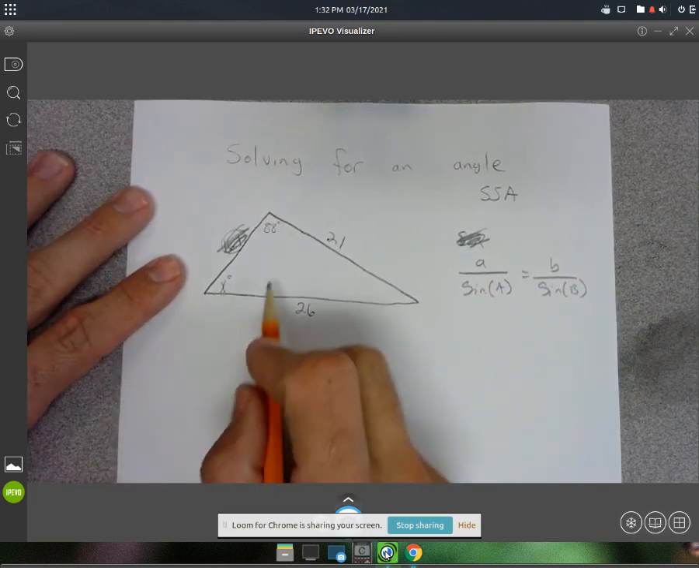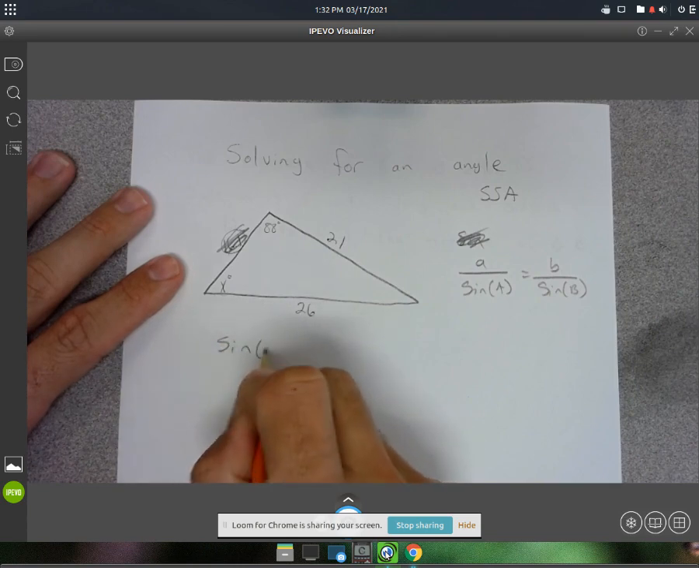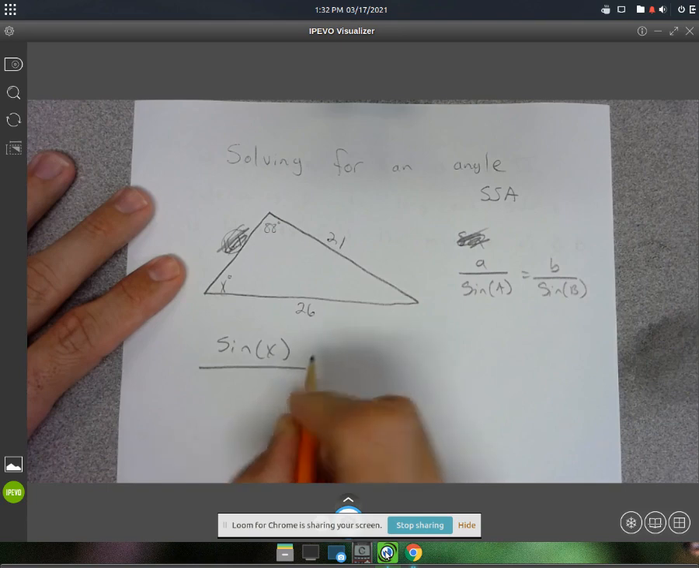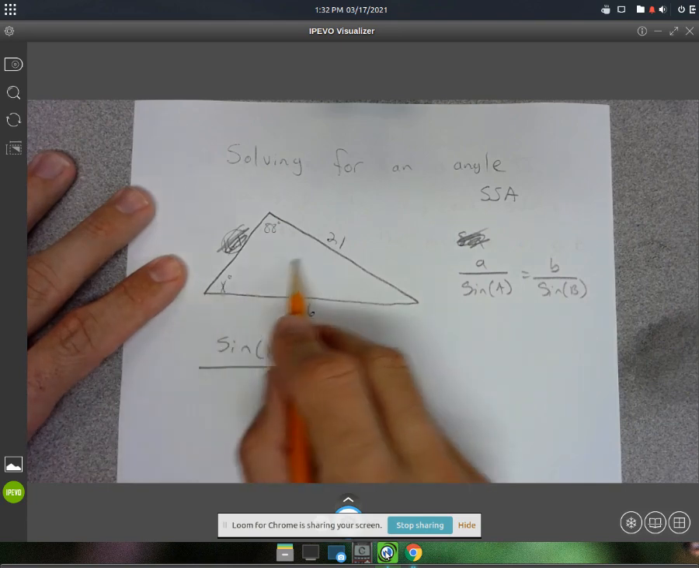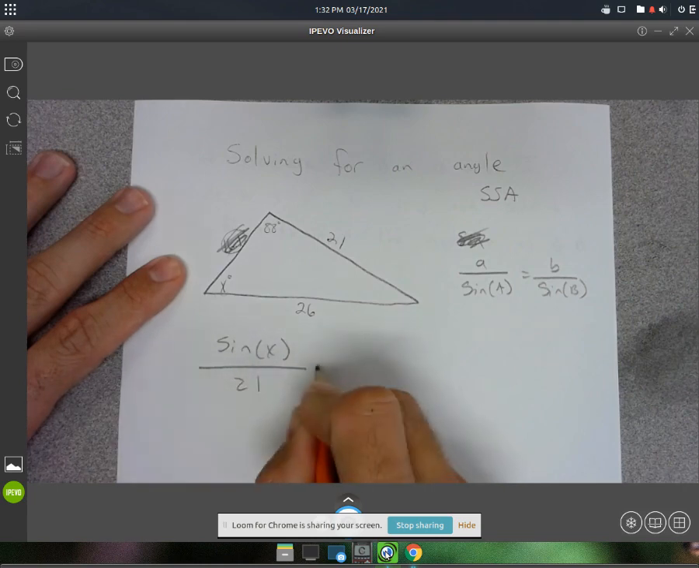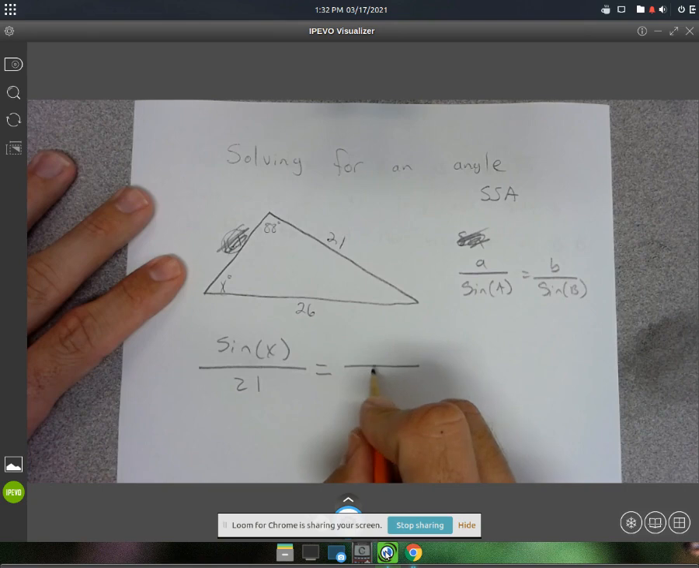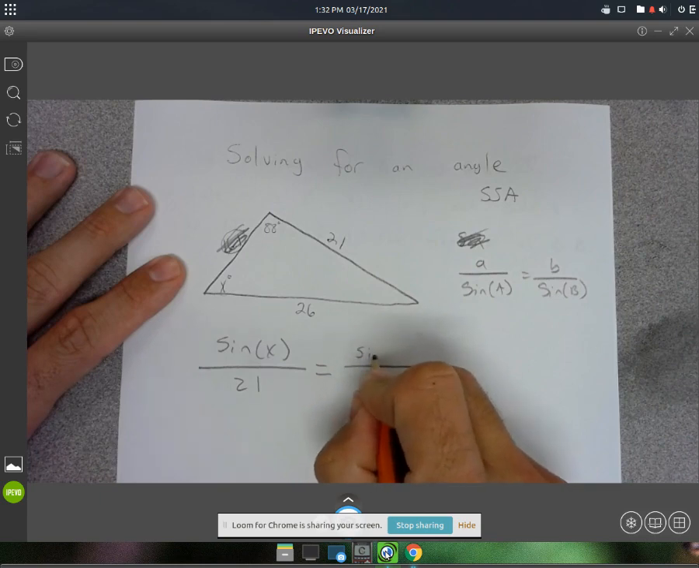So I'm going to use that to solve for x here. I'm going to do sine of x. That's going to be my top part, and that's the angle that's directly opposite 21. That's going to be equal to 26, my length down below, and that's opposite 88. So I'm going to do sine of 88 there.